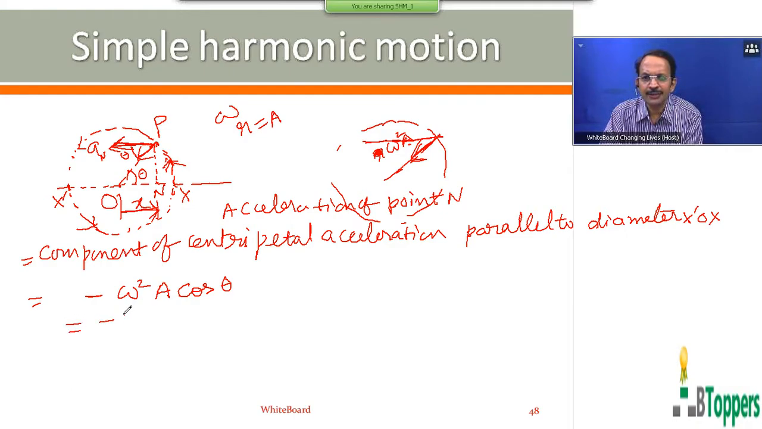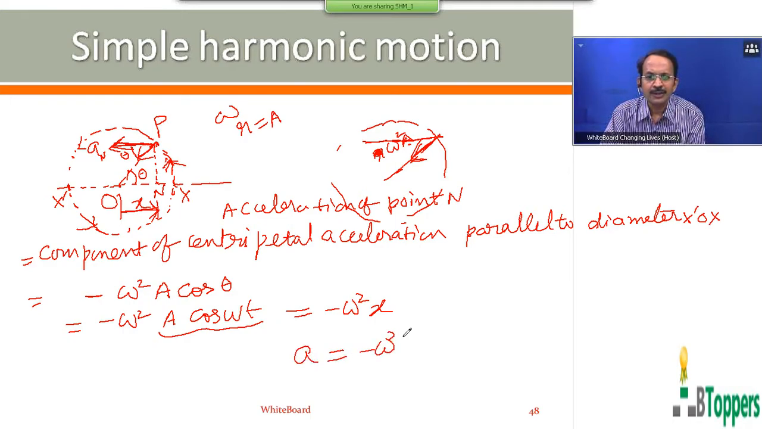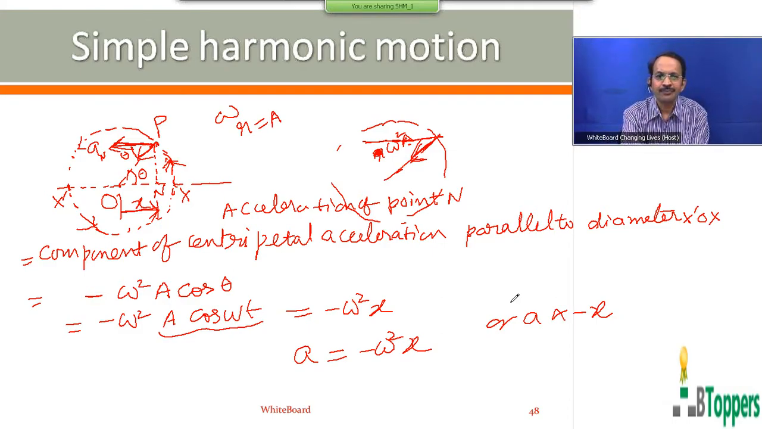Theta can be written as omega t, so A cos omega t or A cos theta equals x. So the acceleration at the point N at any instant can be written in the form minus omega square x, or a is proportional to x. That means this is the alternate method for arriving at the expression for acceleration in simple harmonic motion, which I discussed in some of the earlier textbooks.